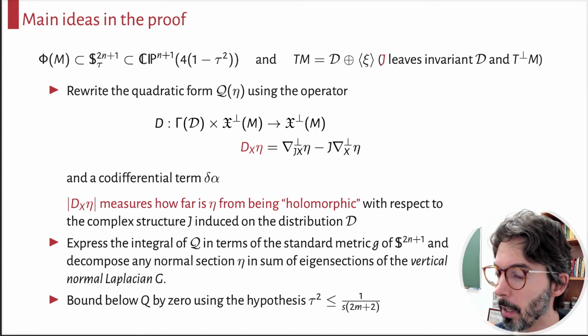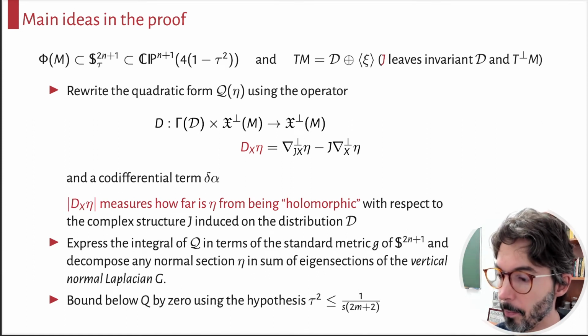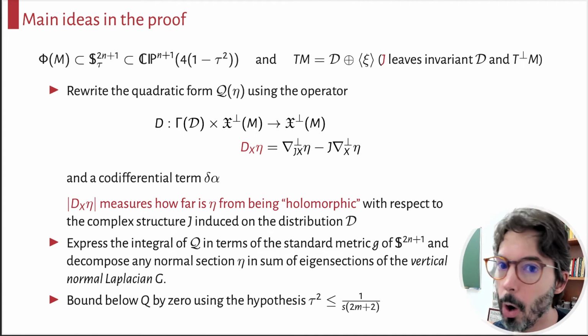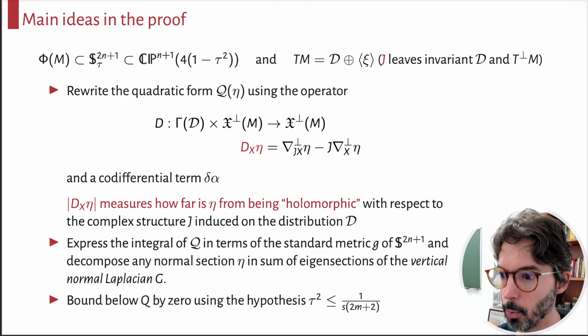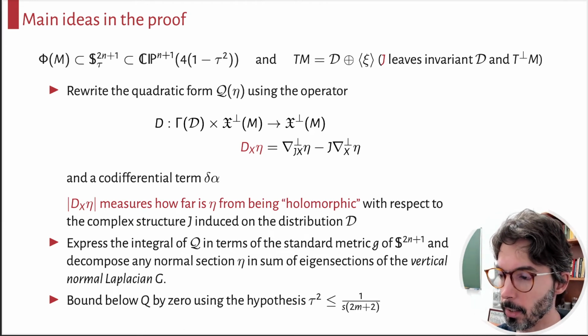And finally, we get a lower bound of the index form by 0 using our hypothesis that the parameter tau squared is less than or equal to 1 over the order of the Hopf bundle times the dimension plus 1. And then we get that these examples are stable.